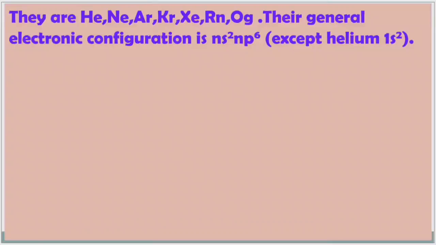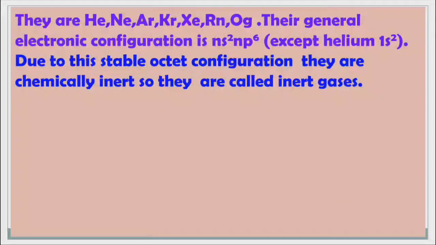Their general electronic configuration is ns2np6, except helium. Helium's configuration is 1s2. Except helium, all the noble gas elements have the general electronic configuration ns2np6. Due to this stable octet configuration, the valence shell is completely filled. They contain 8 electrons in the valence shell, they follow the octet rule, and that's why they are stable.